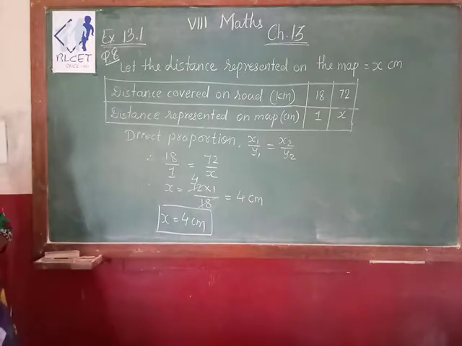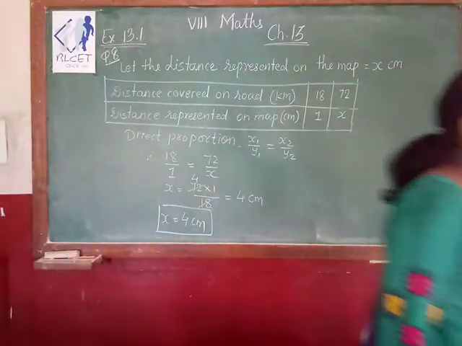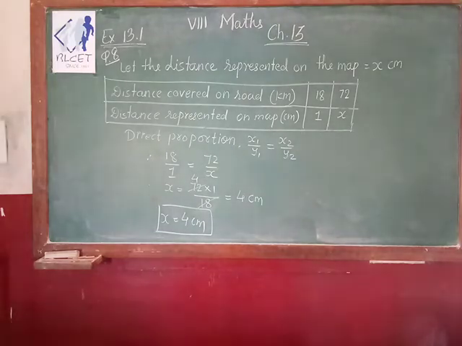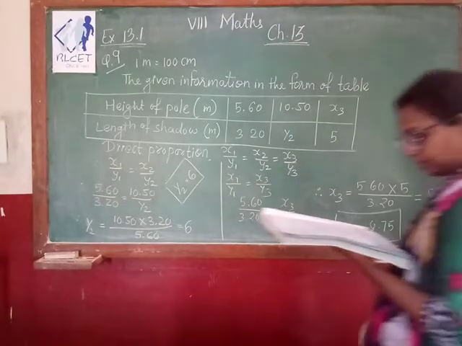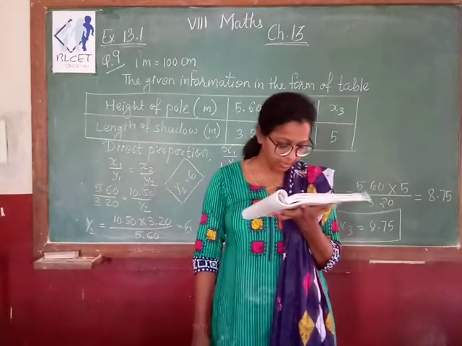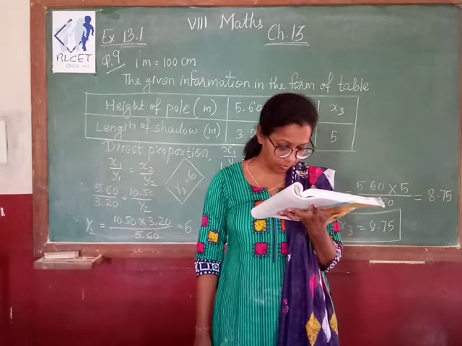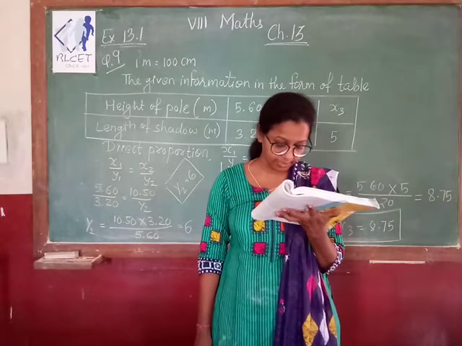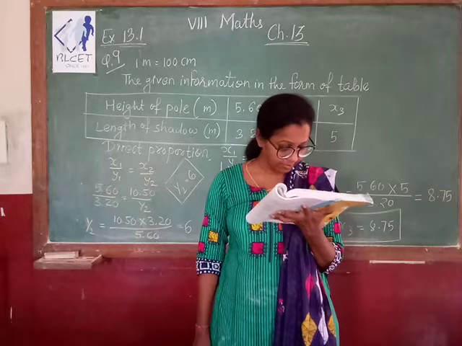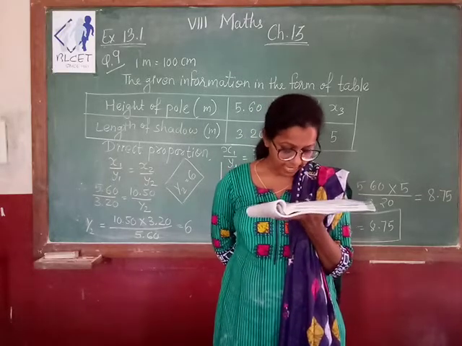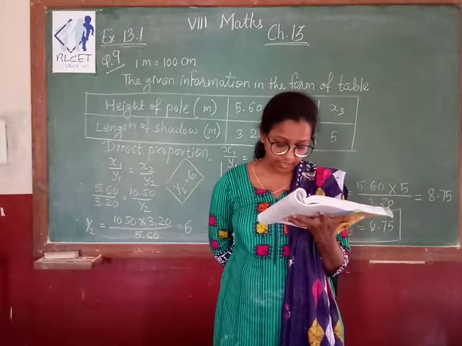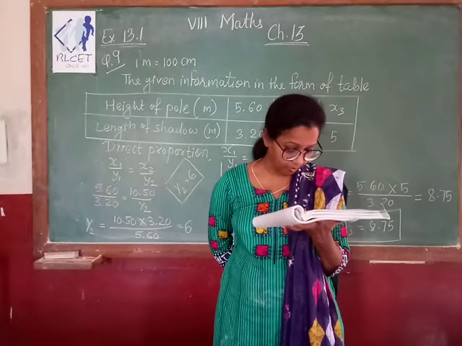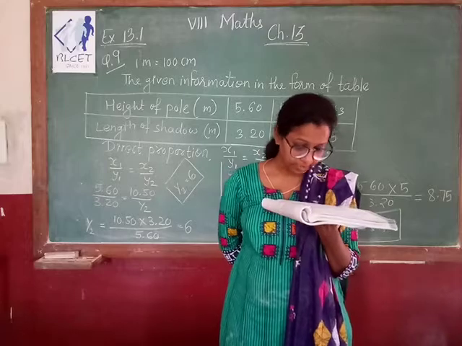Okay. Move on to the next question. Question number 9. A 5 meter 60 centimeter high vertical pole casts a shadow 3 meter 20 centimeter long. Find, at the same time, first, the length of the shadow cast by another pole 10 meter 50 centimeter high. Second, the height of a pole which casts a shadow 5 meter long.